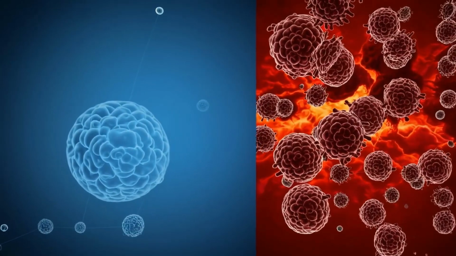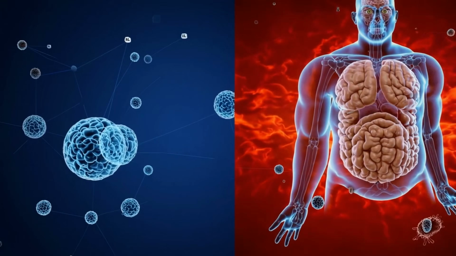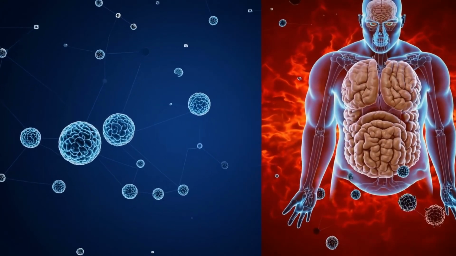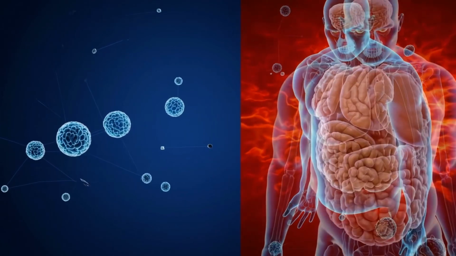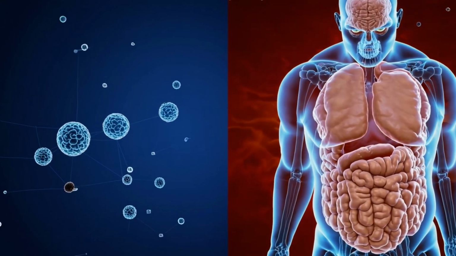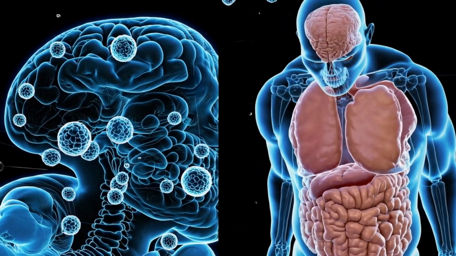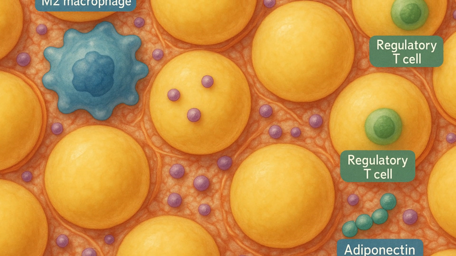Adipose tissue is increasingly recognized as one of the largest and most dynamic immune organs in the body, a hub where metabolism and immunity are intimately intertwined. Far from being an inert fat depot, adipose tissue houses a rich diversity of immune cells, including macrophages, T cells, B cells, dendritic cells, and innate lymphoid cells, all of which engage in constant crosstalk with adipocytes.